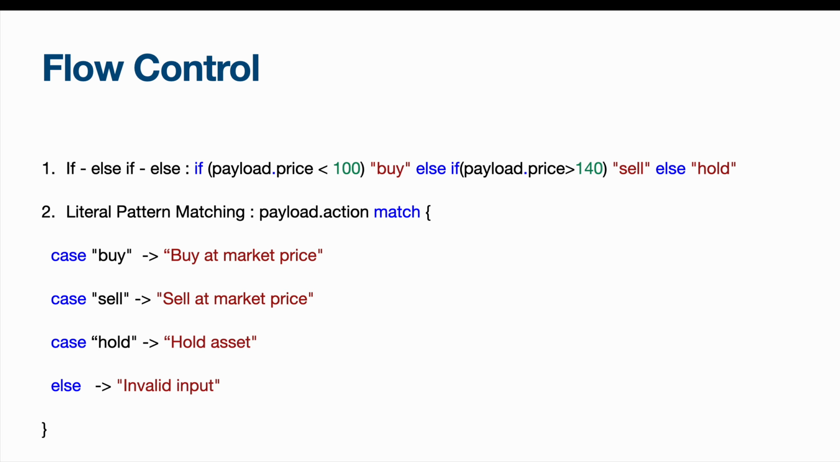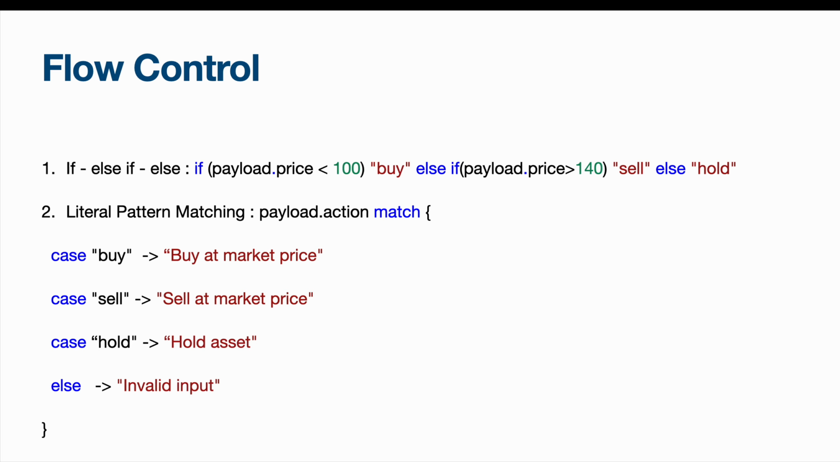So it is giving you a sort of example of a stock price. If it's less than 100, we should buy it. If it's greater than 140, we should sell it, otherwise we should hold it. So there you go. This is how we use the flow control.